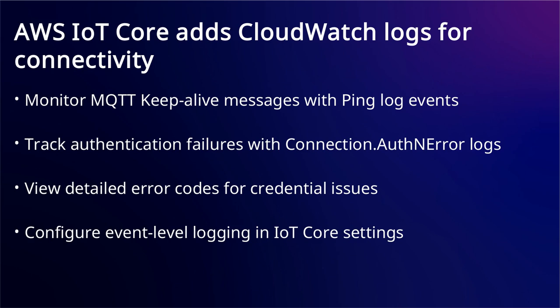To use these capabilities, you configure event-level logging in IoT Core settings by specifying your log level and CloudWatch log group destination, then opt into the new event types. These logs are available across all AWS regions where IoT Core operates.